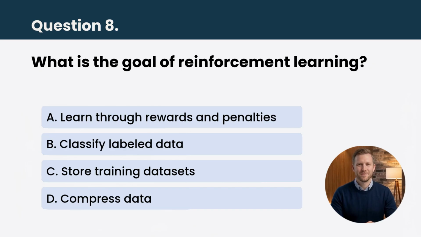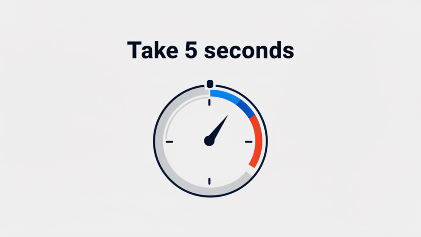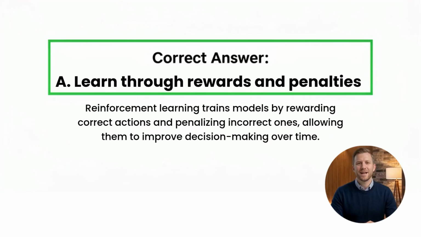Question 8. What is the goal of reinforcement learning? A. Learn through rewards and penalties. B. Classify labeled data. C. Store training data sets. D. Compress data. Take 5 seconds before answering. The correct answer is A. Learn through rewards and penalties. Reinforcement learning trains models by rewarding correct actions and penalizing incorrect ones, allowing them to improve decision-making over time.